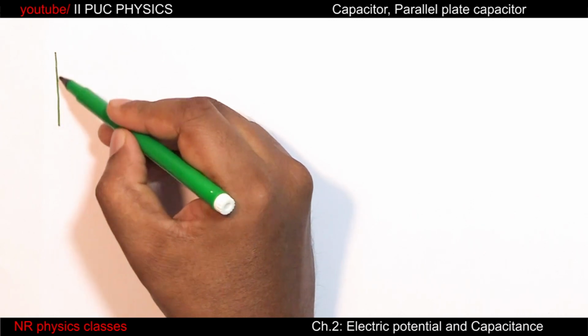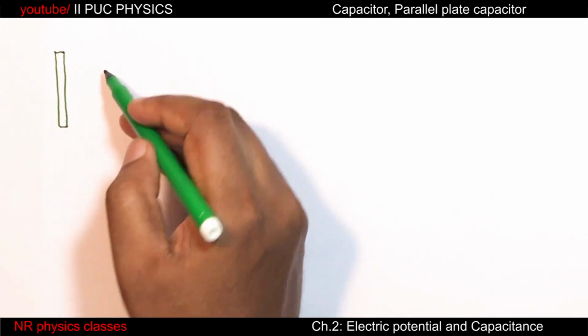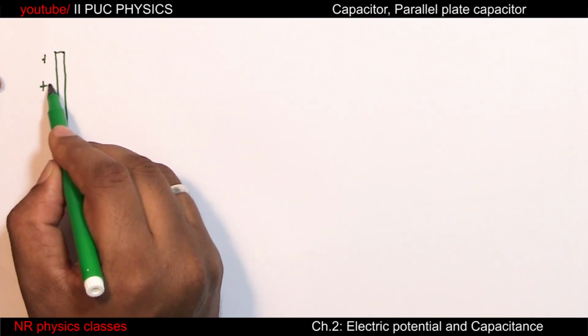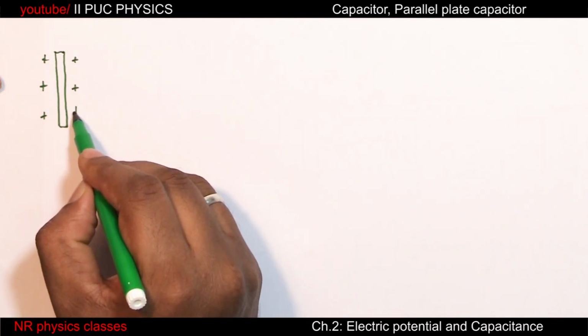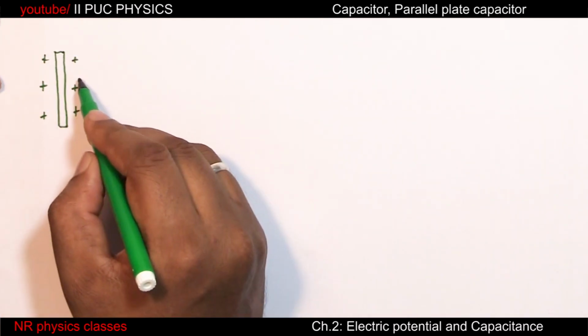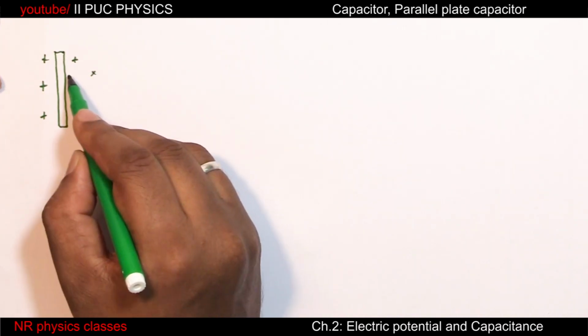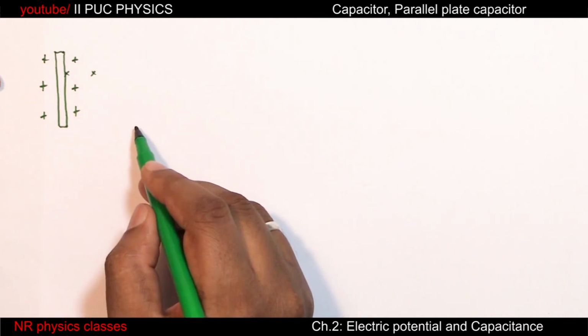Let this be a conductor, a metal sheet, thin metal sheet. If the sheet is charged, then there is some potential. There is some potential at this point. There is some other potential on the surface of the conductor.